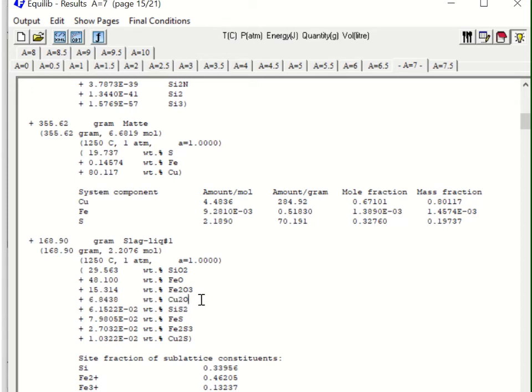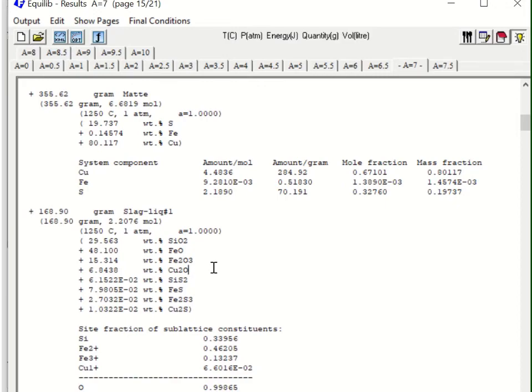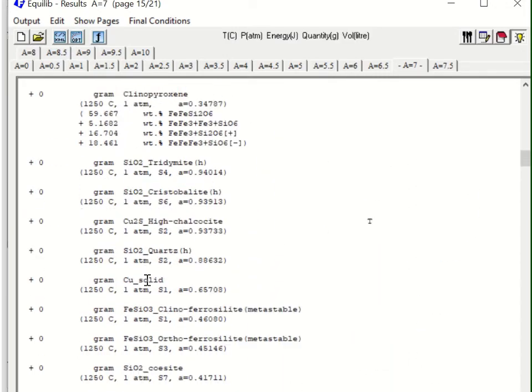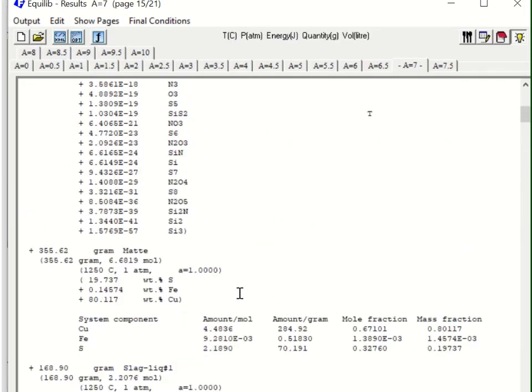And as I told you, this is not very good actually. But nevertheless, we are not adding any additional fluxes like CaO or anything else, so probably this is unavoidable. And then all the rest is 0.